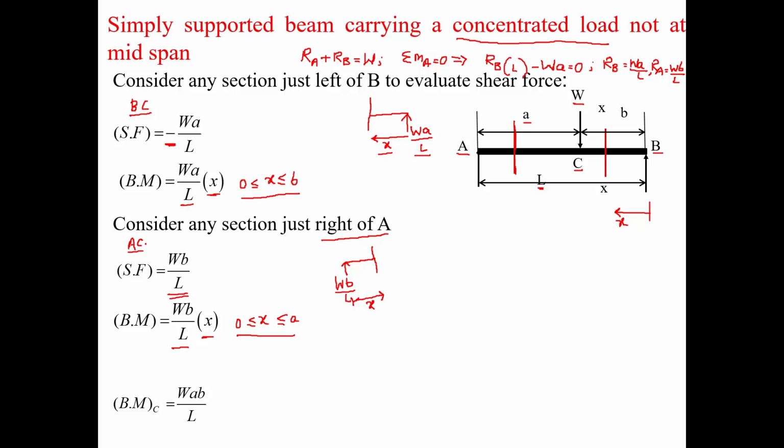Point C corresponds to x equal to a in the second equation. Let us call this equation 2 and the other equation 1. The point x equal to b corresponds to the bending moment at point C. So the bending moment at point C is equal to Wab by L from both equations.